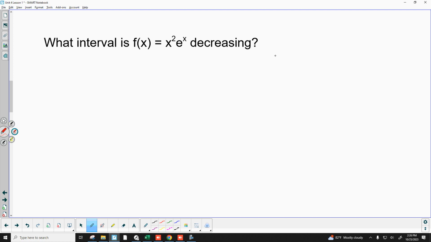So what are we plugging in though? No, I'm finding an interval. So I need to do a full-on sign analysis. I need to find the zeros of that sign and then analyze the sign. So set this equal to 0. Yeah. Just like we did last unit all the time. Take the derivative and set it equal to 0.